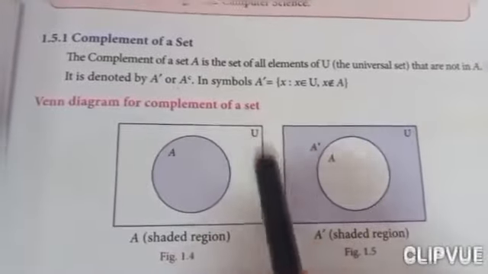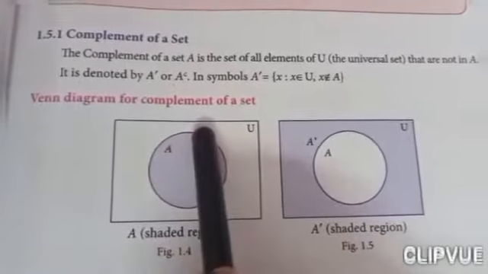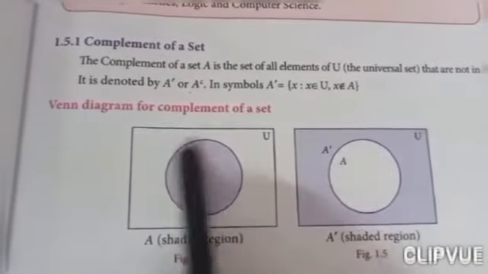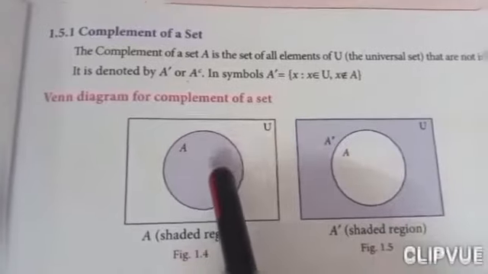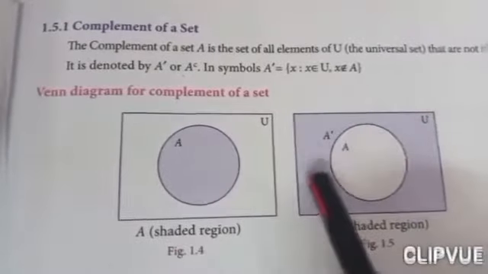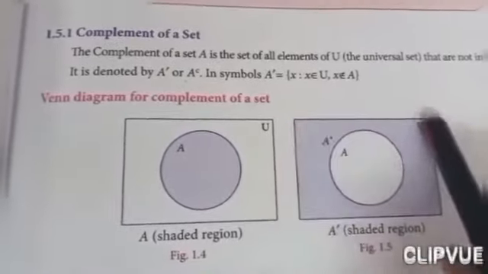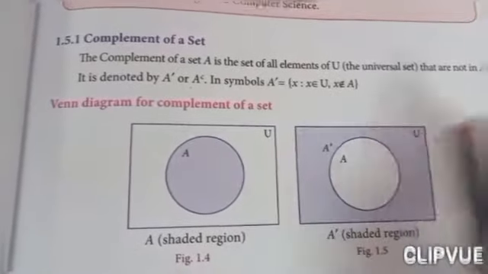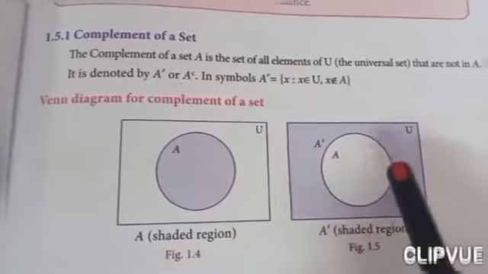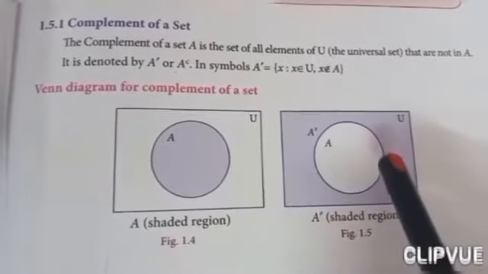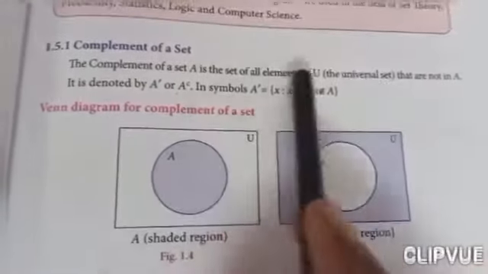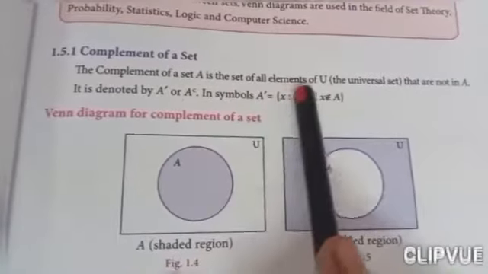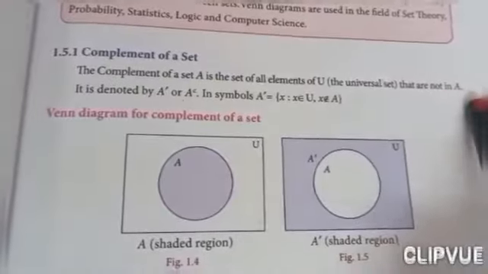Inside the universal set, A is represented. After that, for A dash, they are not shading inside the circle, they are shading outside. That means we should take the elements outside, the elements that are not in A. That's all they have given. A dash is the set of all elements of U that are not in A.